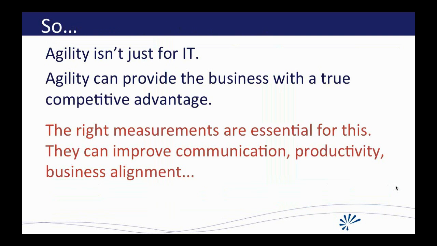So to wrap up a bit here, agility isn't just for IT. It can provide the business with a true competitive advantage. We have to start thinking more than that. It goes well beyond IT. By doing it, Scrum even, we need to be able to tie that to what's in it for the business. And the right measures are essential for this. They can improve communication, productivity, and business alignment. Those are the 3 challenges we talked about. So more efficiency, better vision, and then better incentives.